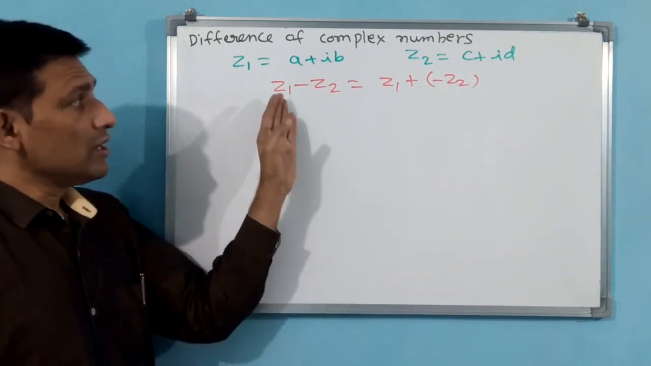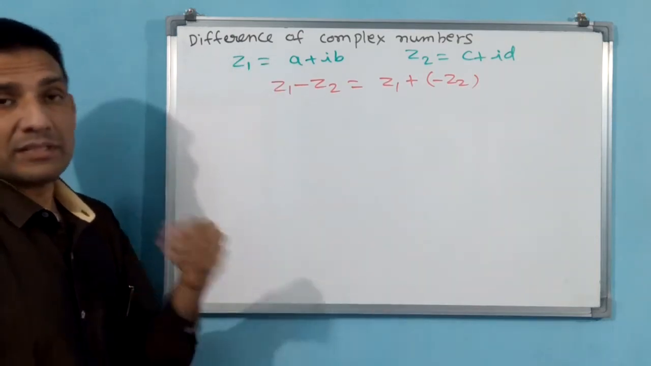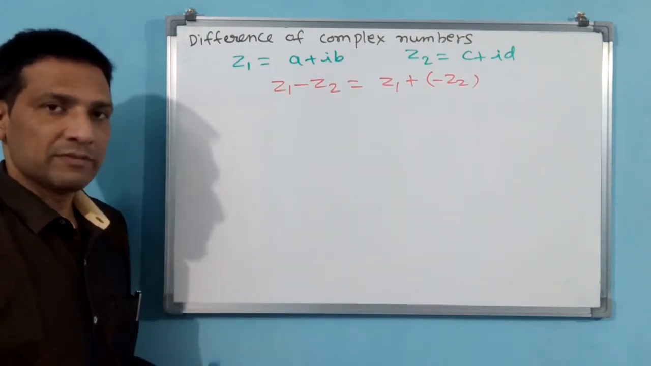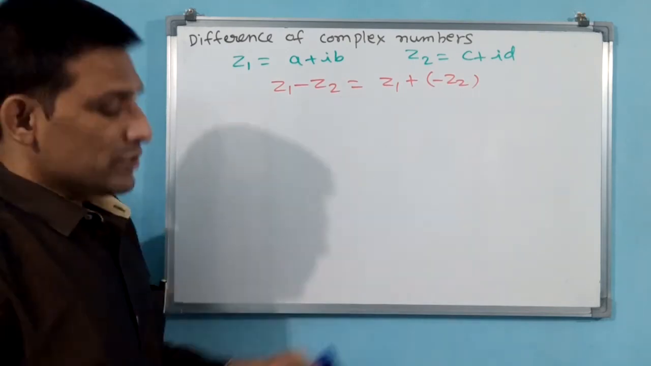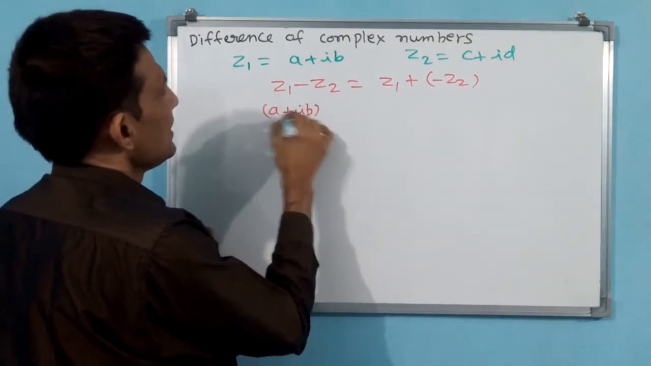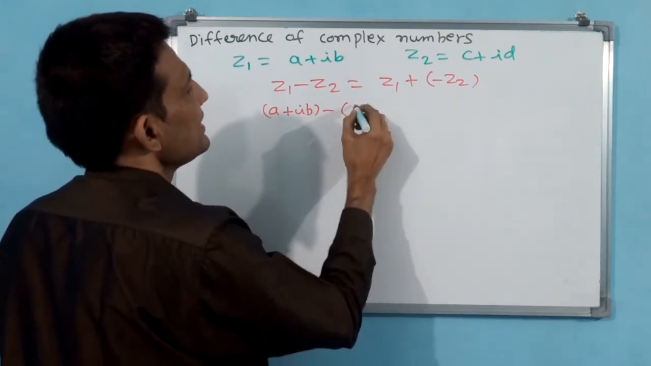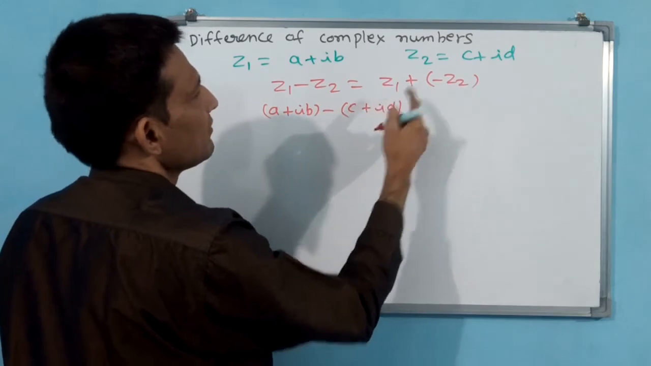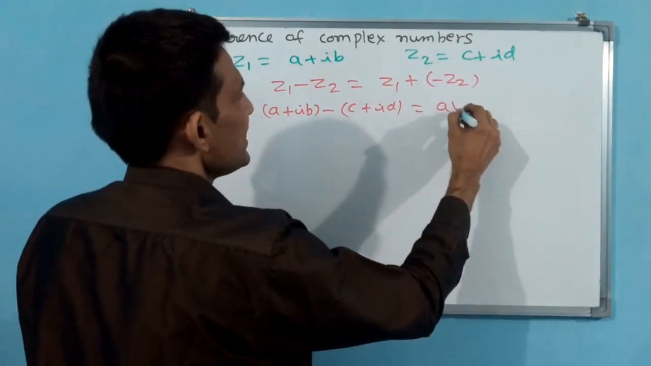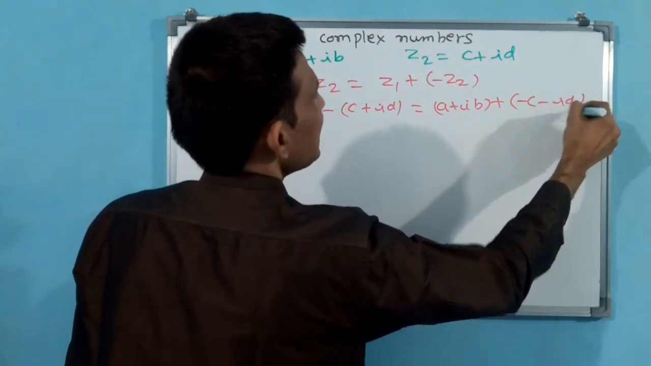Difference between z1 and z2 means it may be z2 minus z1 or z1 minus z2. That is why difference is a broader word. We use the broader word only. You see z1 minus z2. You see how I am writing? a plus ib minus, sorry, c plus id. Okay, z1, z2. This is how you write. You can write like this: a plus ib plus minus, you send inside, minus c minus id.